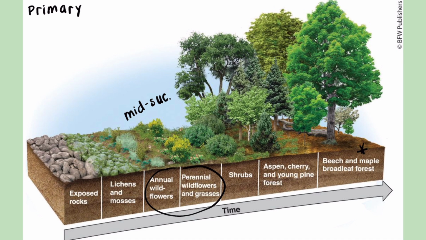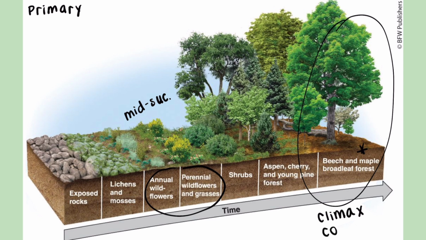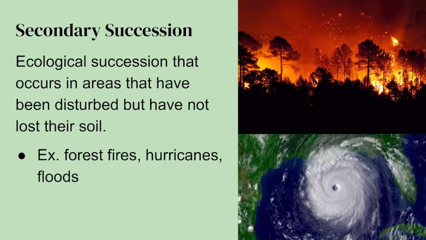And once we get to this kind of end stage, I again just want to make sure that I've given you this term, climax community. All right, then secondary succession is ecological succession that occurs in areas that have been disturbed but have not actually lost their soil. So that's the difference between primary and secondary succession.